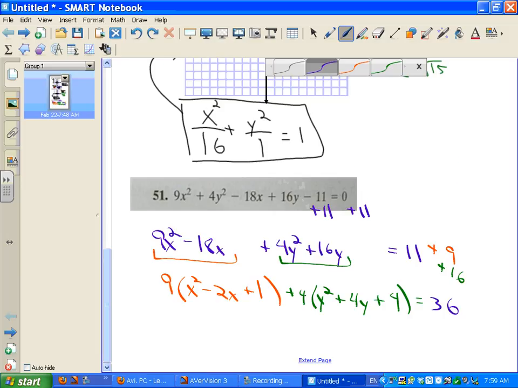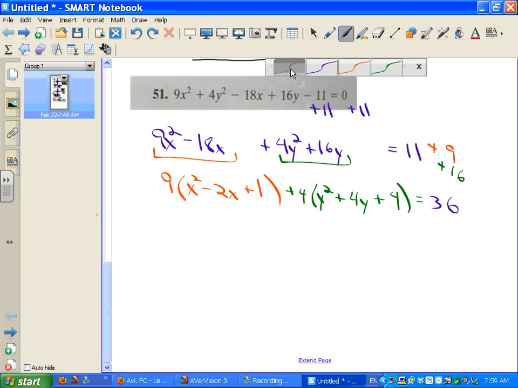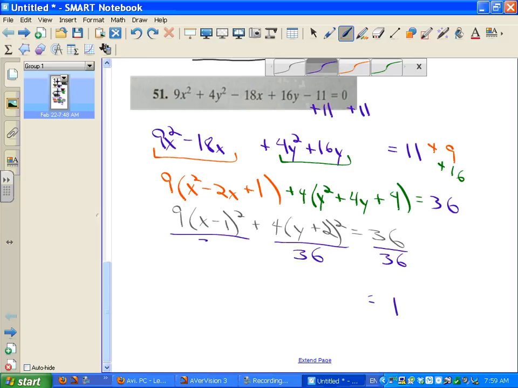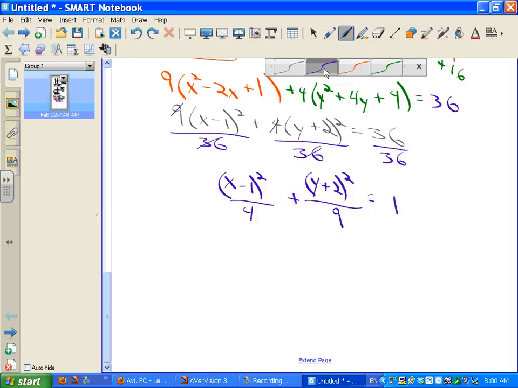All right, now I can factor both of these. So if I factor this one, I'm going to get 9 times x minus 1 squared plus 4 times y plus 2 squared equals 36. What should I be dividing everything by? 36. Because I want this to be a 1. Now it's a 1. So that means I have to divide all of this by 36 as well. So these will cancel and I'll be left with a 9 down there. These are going to cancel and I'm going to be left with a 4 down there. And now it looks more like an ellipse.